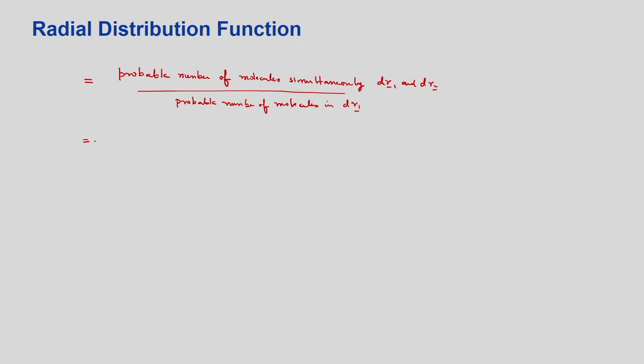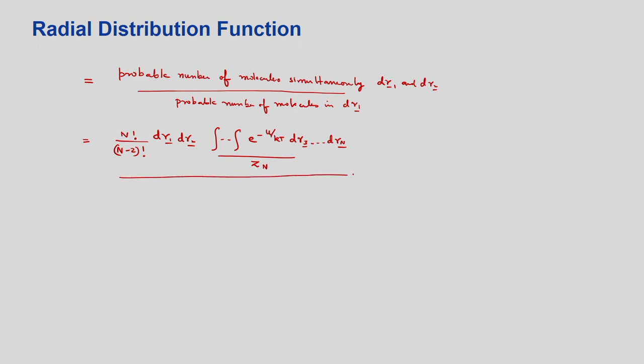What is that expression all about? So now you can write down n factorial by (n minus 2) factorial as the number of ways. Then we keep the two elemental volumes outside. Then you have the multidimensional integration with the Boltzmann factor averaging, keeping out the first 2 coordinates and just having the remaining 3 to n coordinates, and Zn. This is the numerator. The denominator I can write in a similar manner, because there is only one way of writing it. So you have only n factorial by (n minus 1) factorial in this case. You will have only dr1 here.